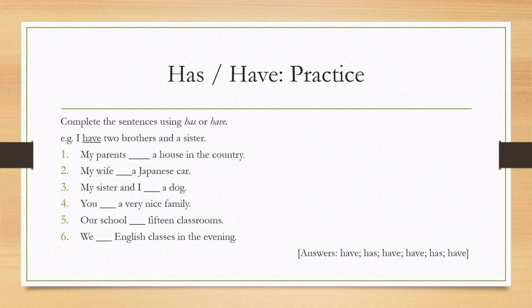Now, number 5 says, our school, 15 classrooms. Our school is the same as it. And what do we know about it? It is third person singular, which means I need the verb has. Our school has 15 classrooms. And the last one, we, which is the same we as in number 3, means I need have. We have English classes in the evening.